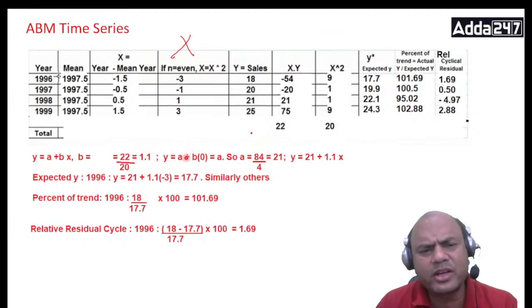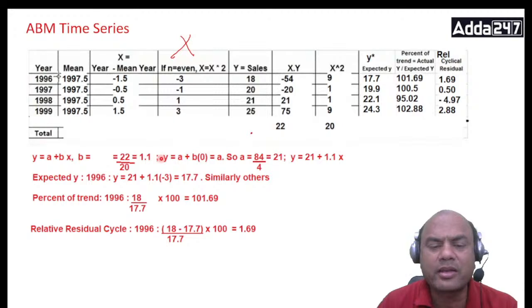In a, we have already found this out, because a is y bar. We have seen this, y bar. So what is y bar? 84. This is your total of y, right? 84 upon 4. So it is 21 now. So a is 21.